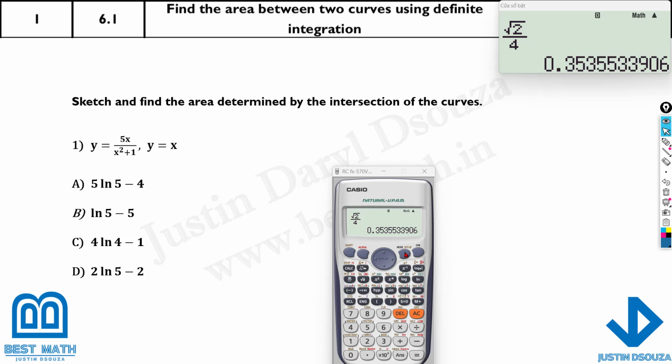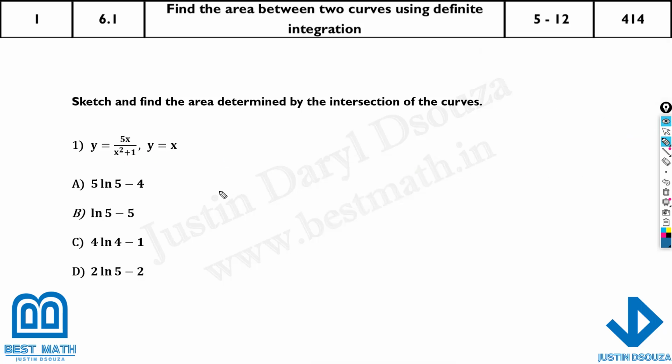Now let's see another case. What if you have such problems? So here you need to again equate 5x by x squared plus 1 equals x. Now whenever you're solving equations with a denominator over here, don't just cancel this. No, don't do that. You need to keep it in its original form as much as possible. You can multiply, but just don't cancel directly now.